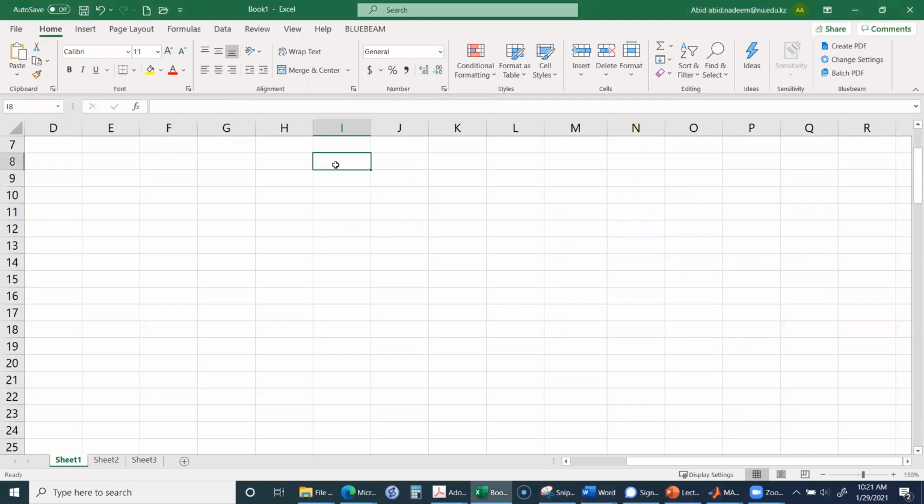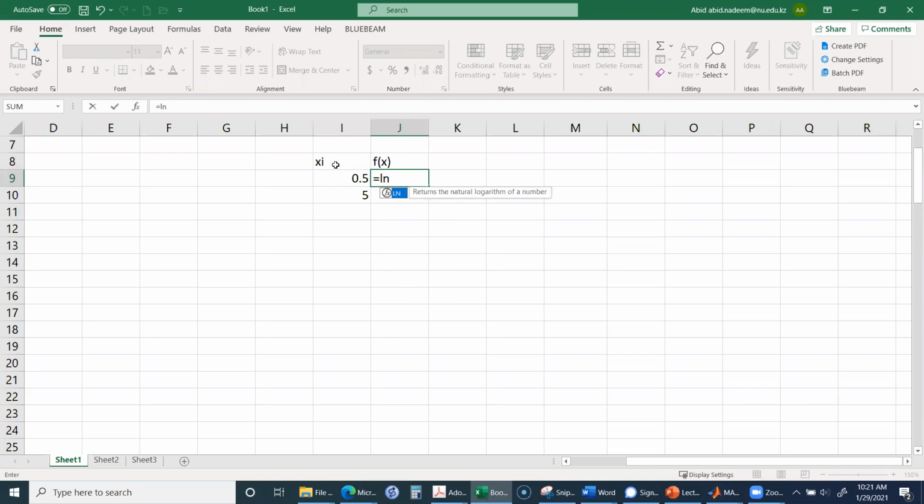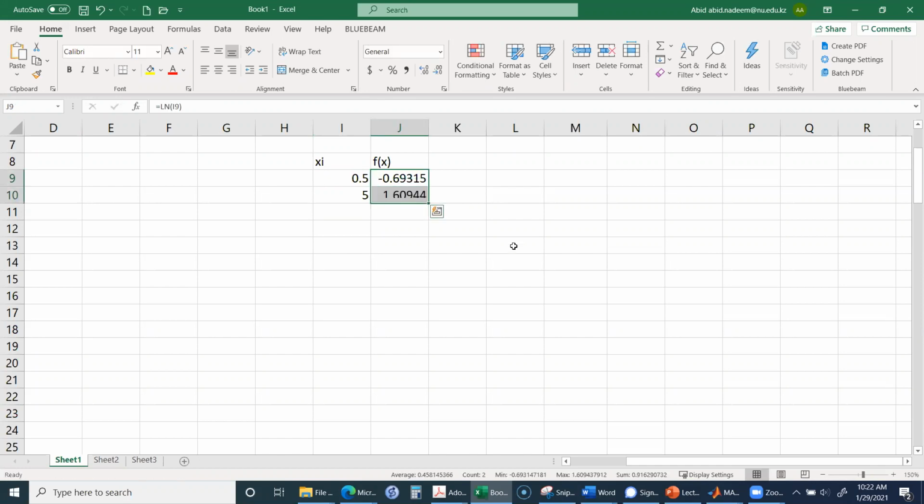Okay, so in this case, maybe I can start from xi. Okay, xi is 0.5, and then it was 5, and the f of x is equal to log of x. Excel uses the ln function for the natural log. So log of x was this, so it is minus 0.69, and then for 5 it is this.